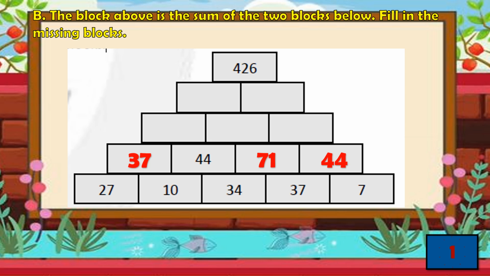Now, let's move on to the third blocks. So we have 37 plus 44, the answer is 81. And then 44 plus 71 is 115. And then 71 plus 44, the answer is also 115. So let's move on to the fourth blocks. So we have 81 plus 115, the answer is 196. And 115 plus 115, the answer is 230. So that means 196 plus 230, the answer is 426. Okay.